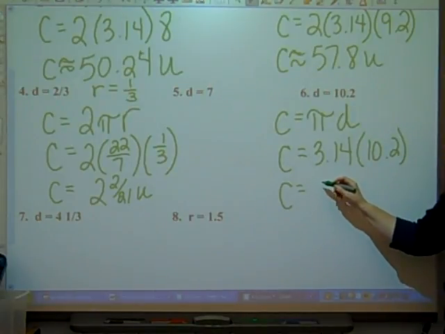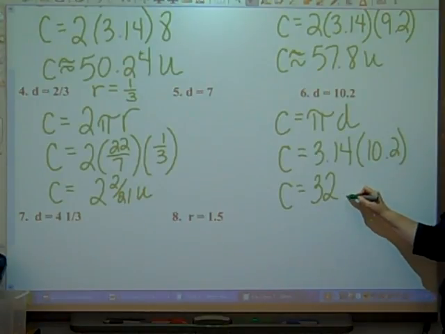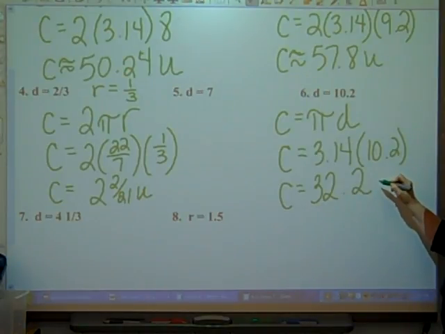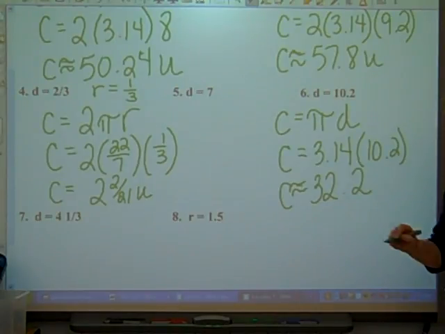What did you guys get for an answer? 32 times 0. 32 what? 1, 2, 0, 2. So could I do that and then just use my approximation? Yeah. Okay. Don't forget to label units.